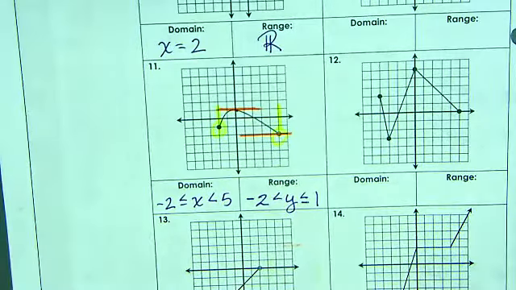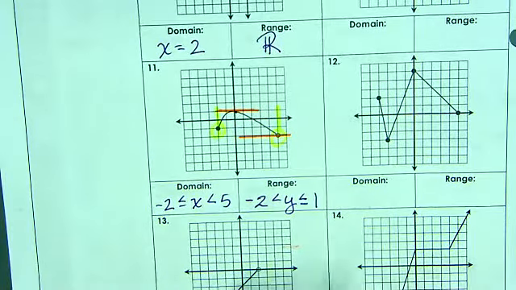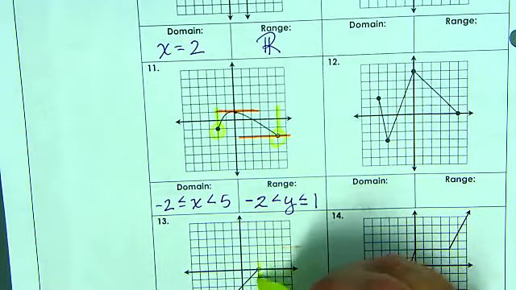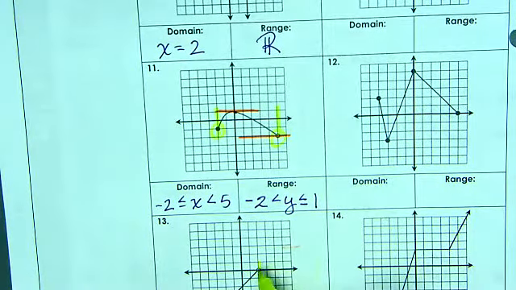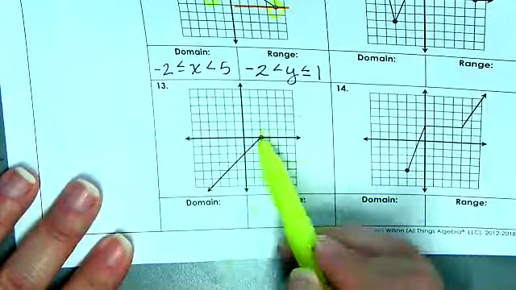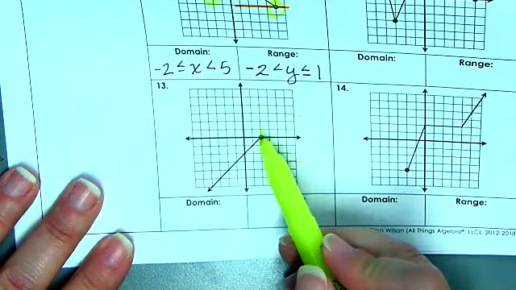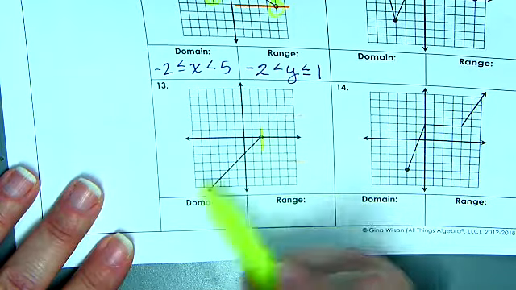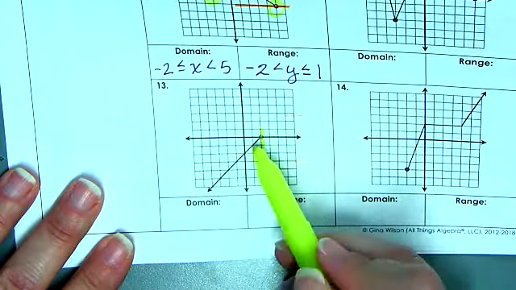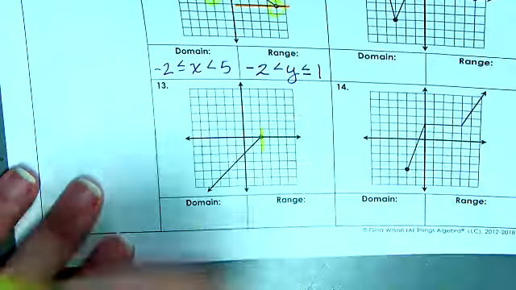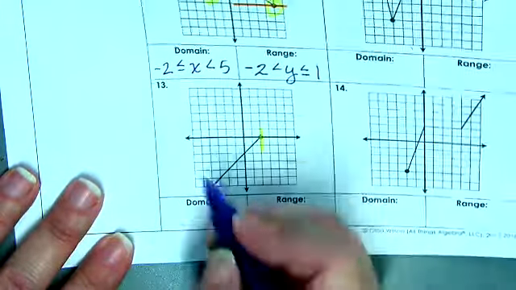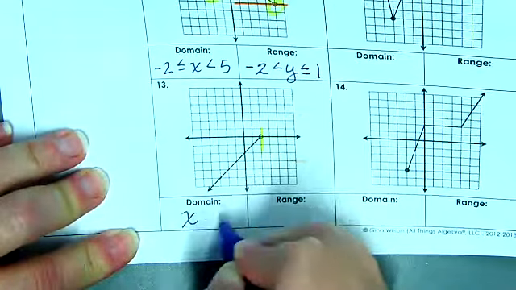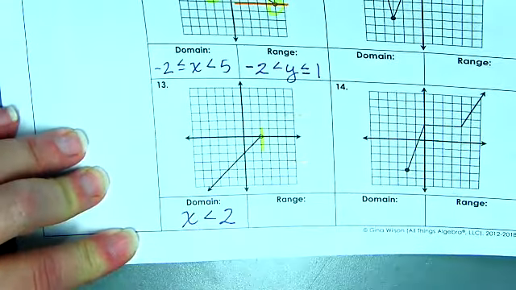Okay, last one. I'm looking at 13. Well, here's my graph, but so there's an endpoint, but it never stops going to the left. So therefore I can have any number that is less than 2. Any x value that's less than 2, because it's going to the negative side. It's going to the less side. So therefore, my domain is going to be x is less than 2.